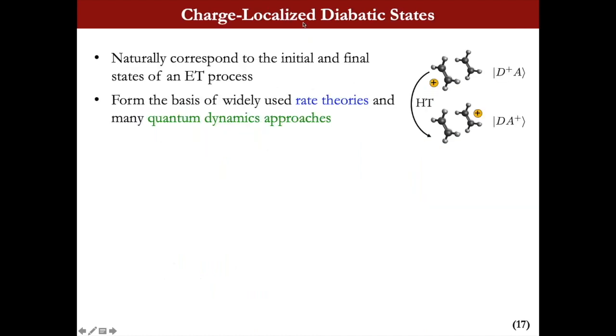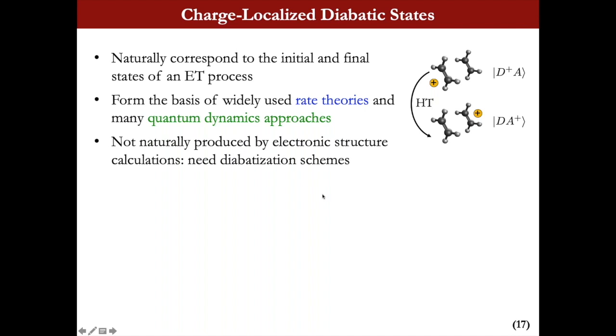And the charge-localized diabatic states naturally correspond to the initial and the final states of the electron or hole transfer process. For example, for the hole transfer in this ethylene dimer, the two diabatic states will correspond to the charge localized on either of the ethylene molecules. And these chemically intuitive diabatic states form the basis of widely used rate theories such as the famous Marcus theory and many quantum dynamics approaches.